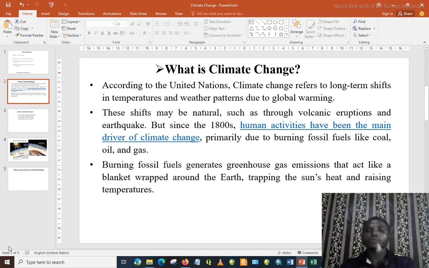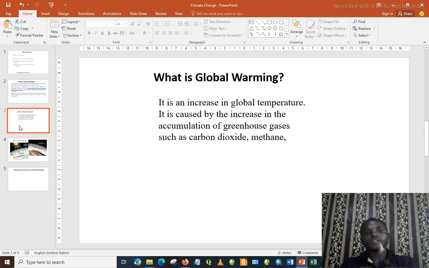Now, what is this global warming? Global warming is an increase in global temperature. It is caused by the increase in accumulation of greenhouse gases such as carbon dioxide, methane, and others.